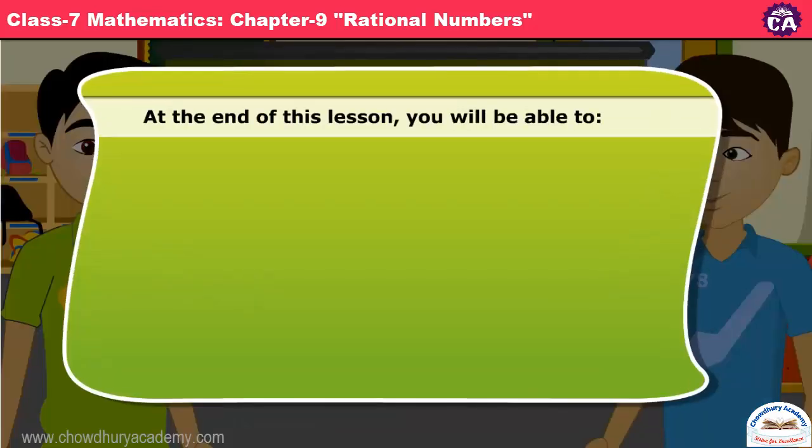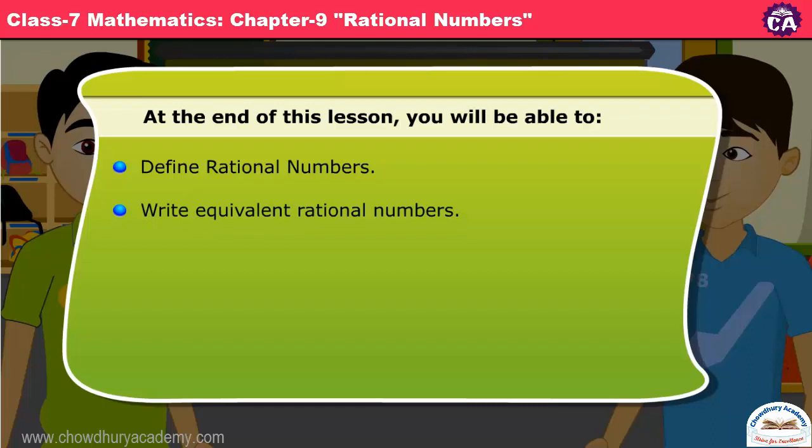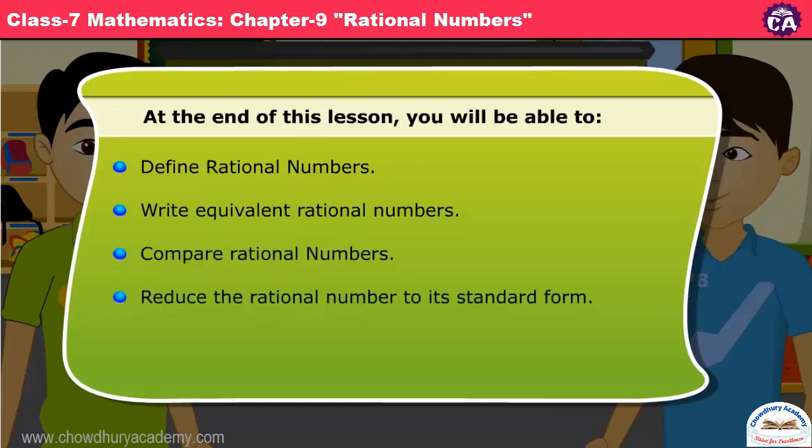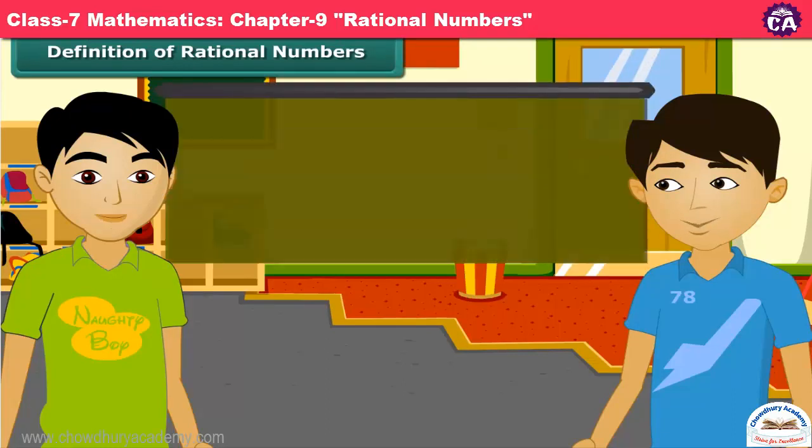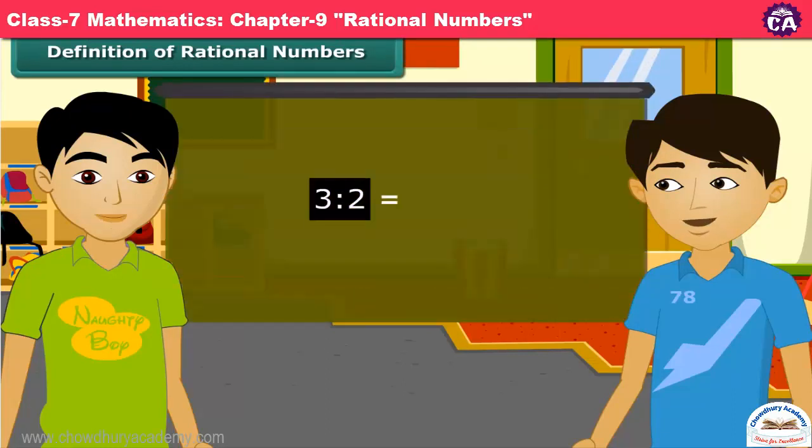At the end of this lesson, you'll be able to define rational numbers, write equivalent rational numbers, compare rational numbers, reduce the rational number to its standard form, add, subtract, multiply, and divide rational numbers. The word rational arises from the term ratio. You mean that a ratio like 3:2, which can also be written as 3/2, is a rational number?